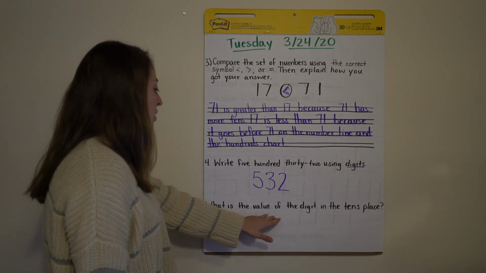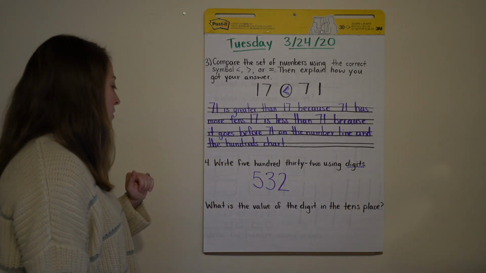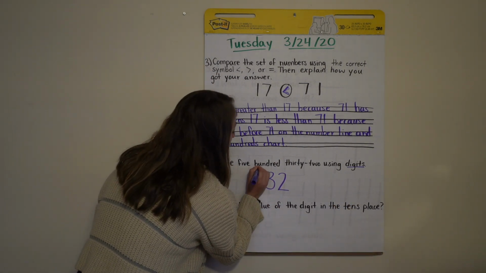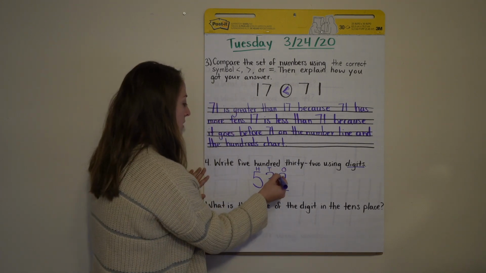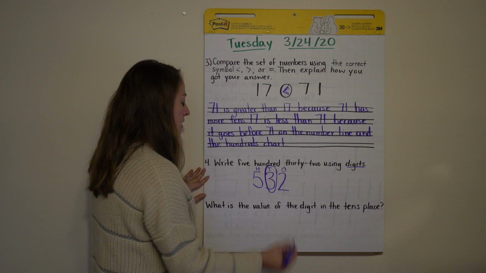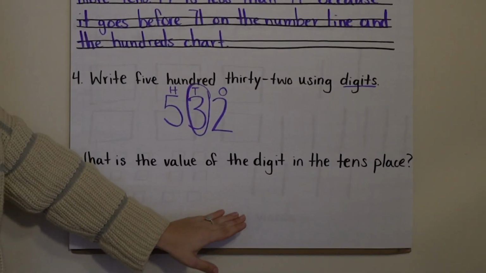What is the value of the digit in the tens place? So we know that this is our hundreds, this is our tens, and this is our ones. So what is the value of the digit in the tens place? I'll give you some time to figure that out.